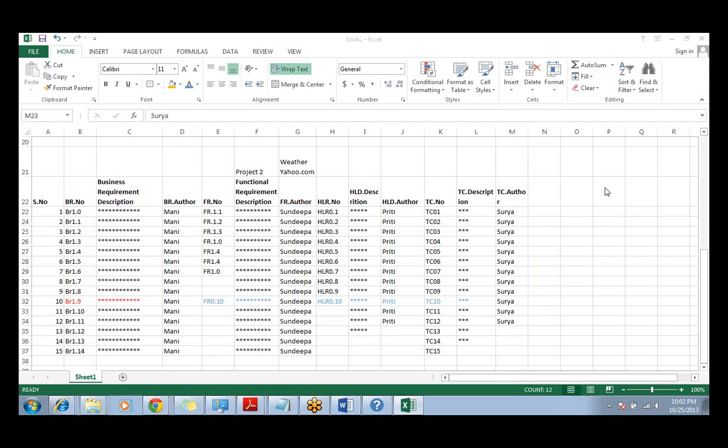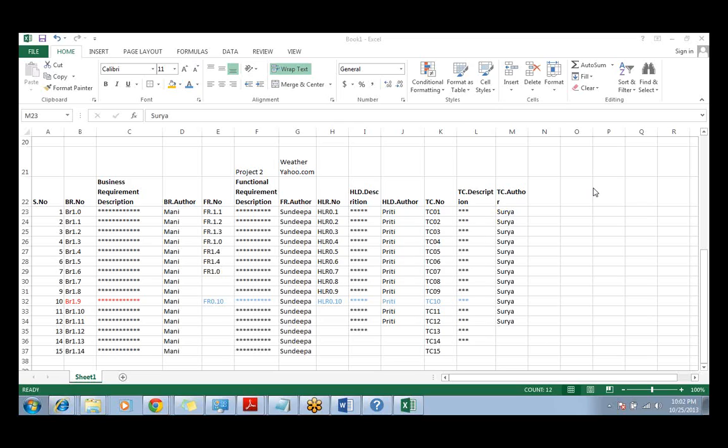So let me ask now, are you clear now, Surya? Yeah, I could see the context. Yes, I could see because the requirements change for BA, so then the functional requirements change and the technical requirements change. Understood that?